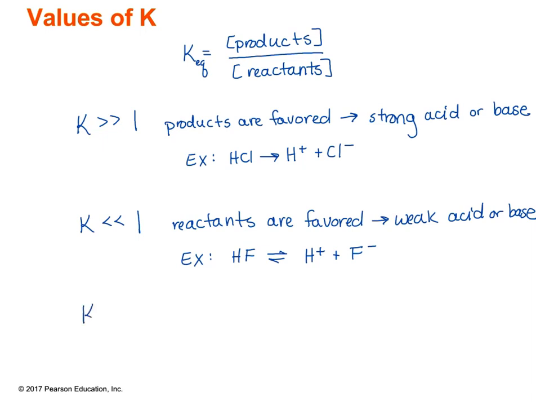Now, if K is equal to 1, we had said in chapter 15 that this means that we are at equilibrium, and neither the reactants nor the products are really favored. So in this case, we would say that we probably still have a fairly weak acid or base.